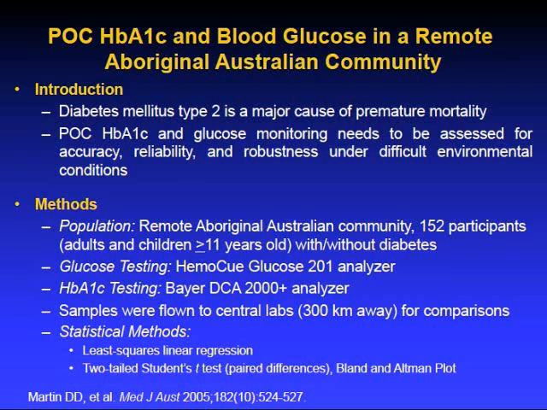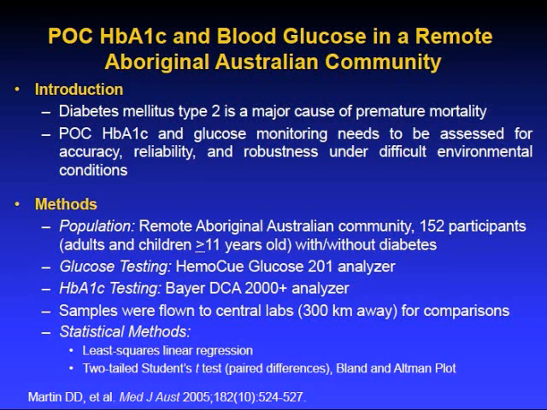This cross-sectional study compared point-of-care capillary glucose and hemoglobin A1c results with those from venous samples measured in a reference lab. The study included 152 residents aged 11 to 76 years old and used the point-of-care HemoQ glucose 201 and the Bayer DCA 2000 Plus analyzers. Fingerstick samples were taken from each participant, then venous blood was drawn for subsequent measurement of A1c and glucose levels in a reference lab that was flown 300 kilometers away from the site.